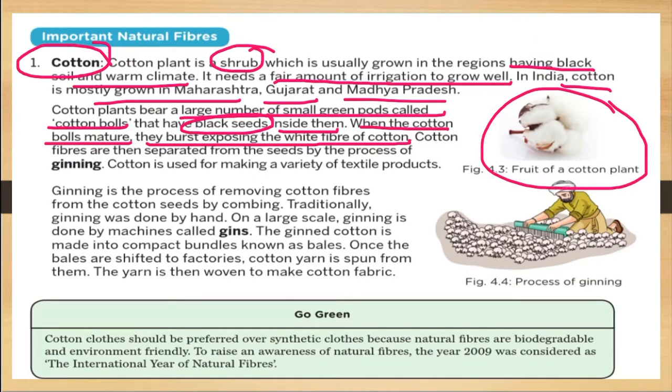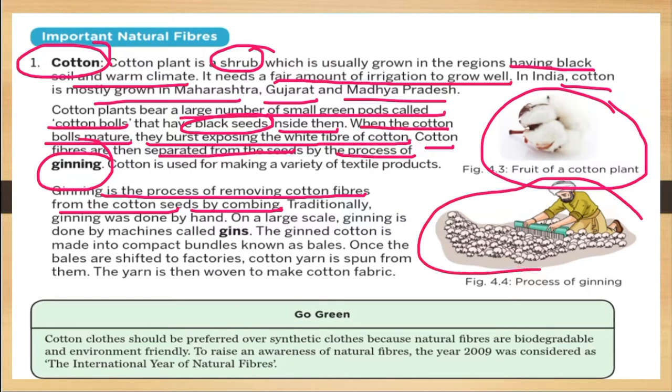These cotton fibers are then separated from the seeds by the process of ginning. This is sometimes asked by the examiner: what is ginning? Ginning is the process of removing cotton fibers from the cotton seeds by the combing method, like in this picture. This person is separating cotton seeds from the cotton fibers. Traditionally it was done by hand, but on a large scale it is done by machines called gins. The ginned cotton is made into compact bundles known as bales.